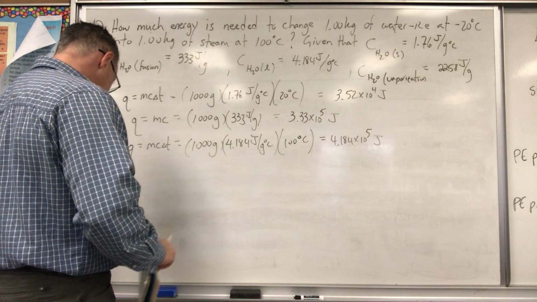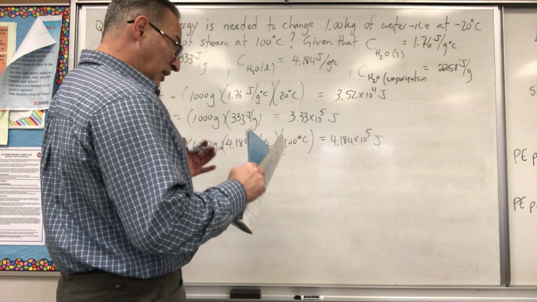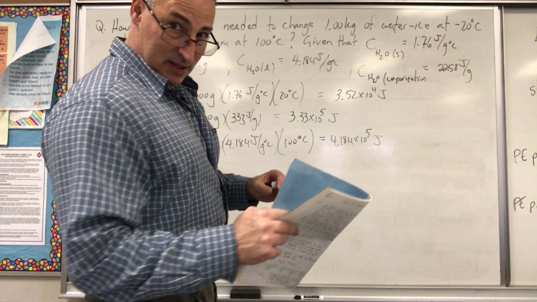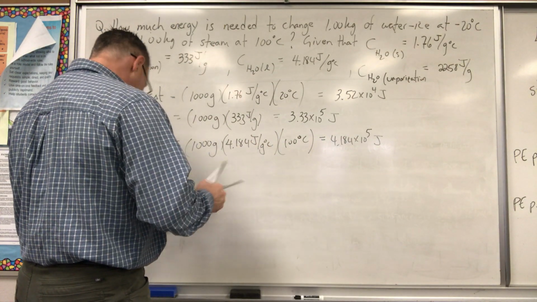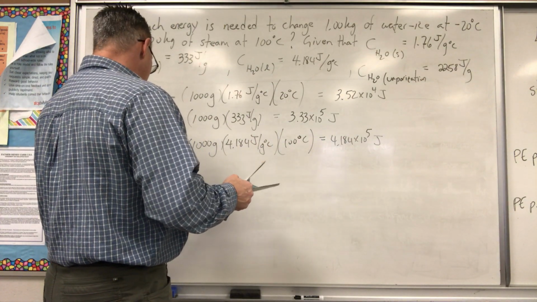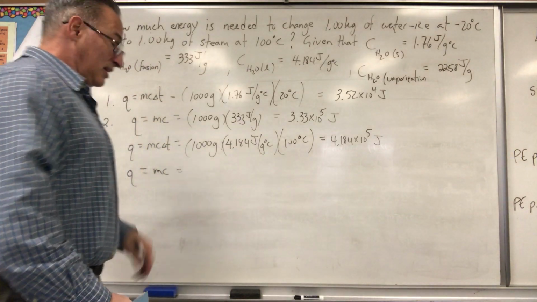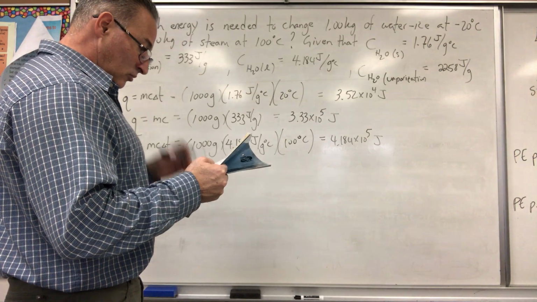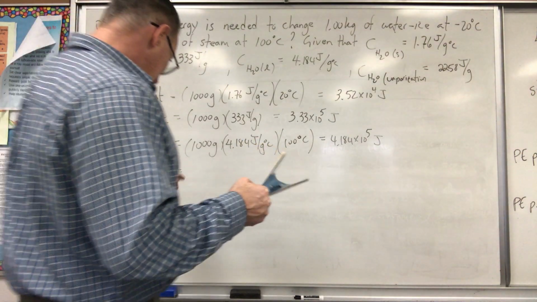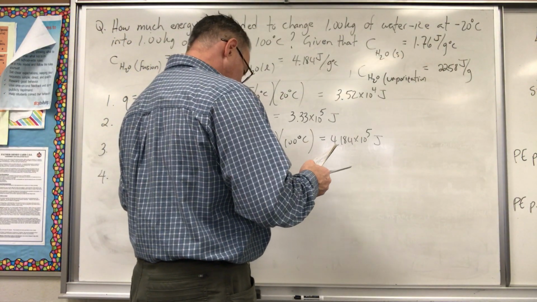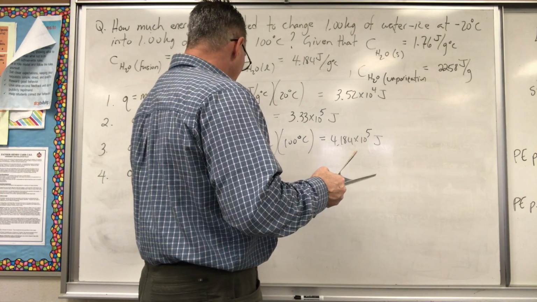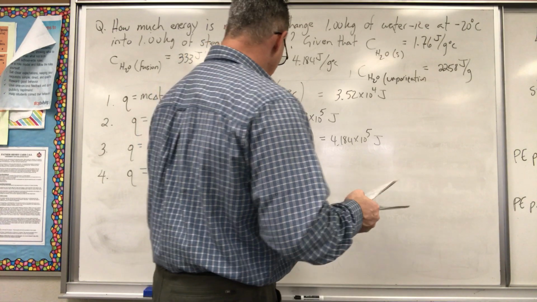And then the last step is to turn that hot liquid water at 100 degrees Celsius into steam at 100 degrees Celsius. So that requires a further input of energy. We're going to calculate that using the heat of vaporization, not the specific heat capacity, of 2,258 joules per gram.